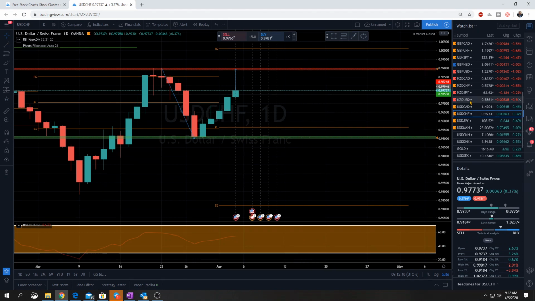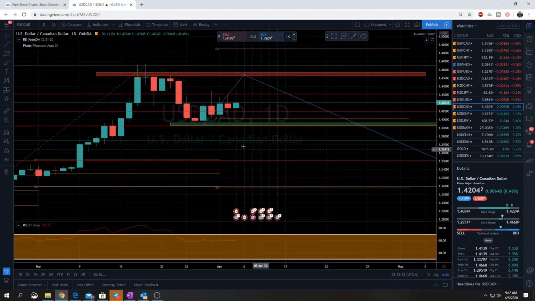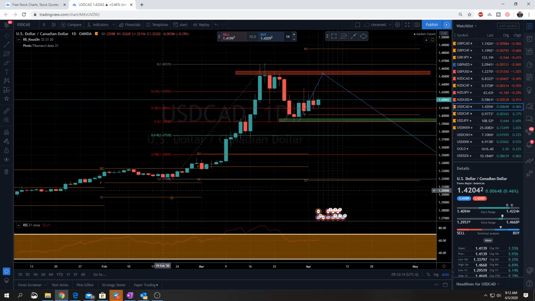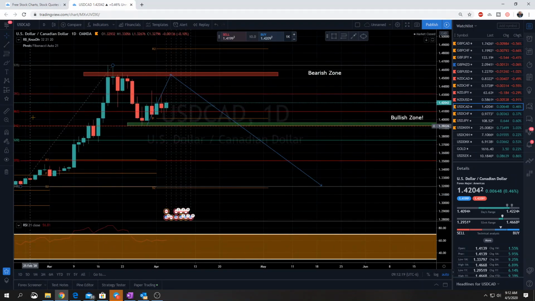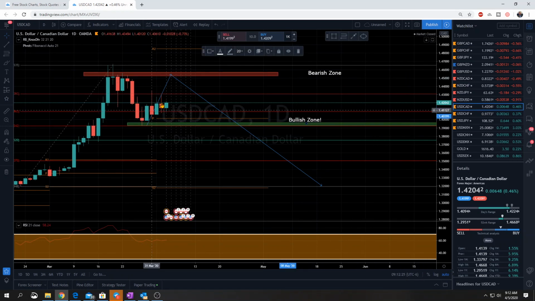All right, USD CAD. So we had this strong bullish move we all know about. And then we had a little bit of relax, came down to our bullish zone. And now I think we're going to be range trading in between this range.